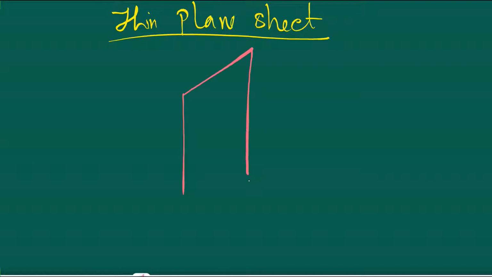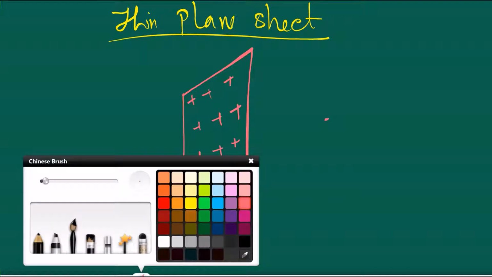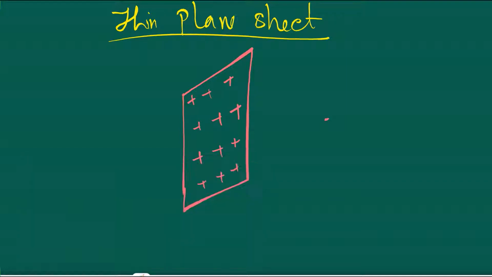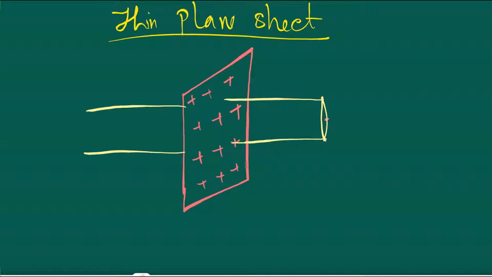It's a thin plate and we are considering a positively charged plane sheet only, and we want to calculate the electric field at this point. To calculate the electric field at that point, we draw the Gaussian surface here and here, on both sides, and it should be a closed surface only.